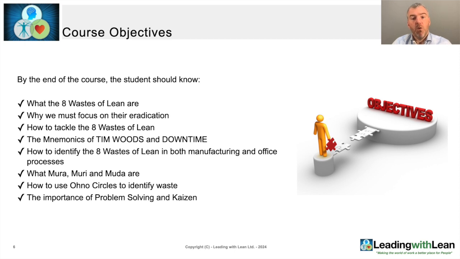What Mura, Muri and Muda are. 3 new terms for many of you, I'm sure, but very important for us to understand what we call the enemies of Lean. So I've brought them in not to give you new terminology to learn, but because they're often overlooked, and it's really important, particularly Mura and Muri, that you understand how they're contributing to causing waste in your organisation. How to use Ohno circles to identify waste. And then finally, the importance of problem solving and Kaizen.